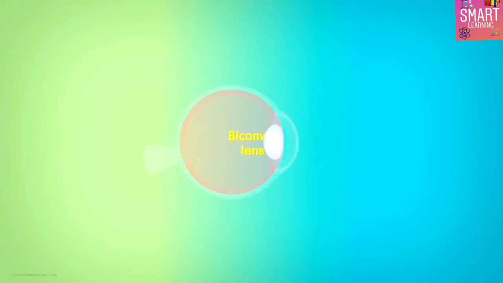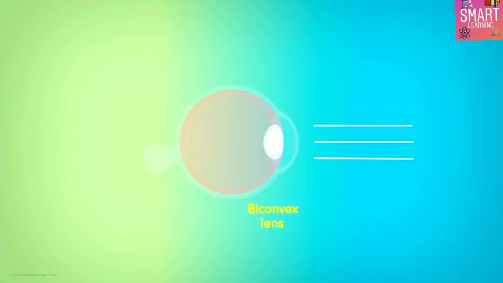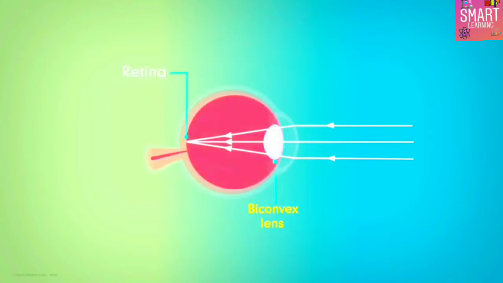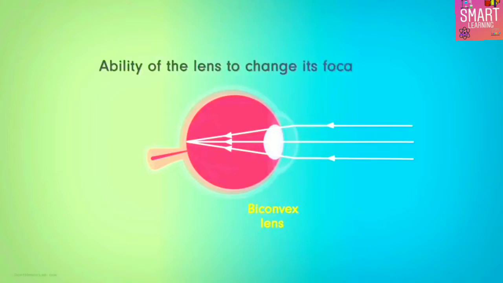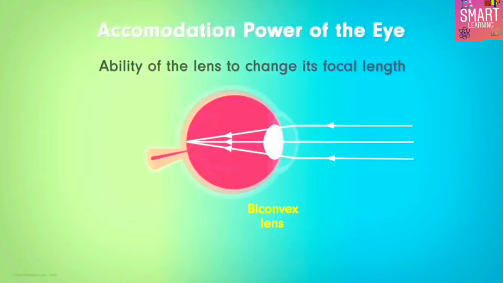What does this biconvex lens do then? It refracts light, but its main objective is to make sure that the image is formed on the retina only. By changing its shape, the lens controls the direction of propagation of light. This ability of the lens to change its focal length is defined as the accommodation power of the eye.